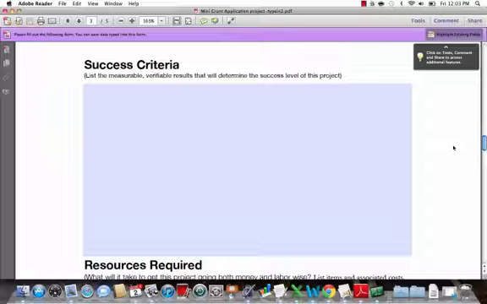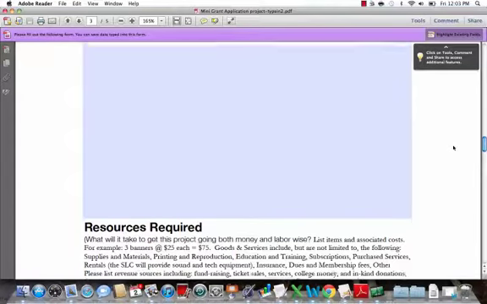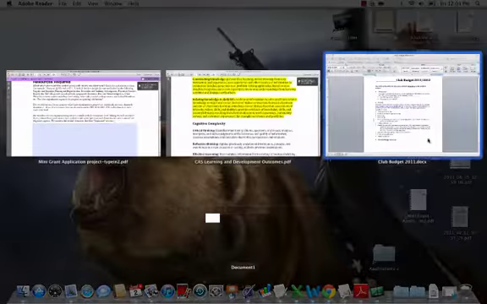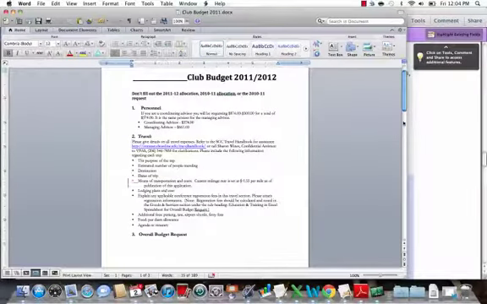And then we're going down to success criteria. And this is going to just measure your results and the level of success. And that's pretty self-explanatory. Just make sure you do that. And then we're going to resources required. And resources required is a bit more complicated. So I created a budget breakdown document that you're going to fill out. And we'll help you with it.